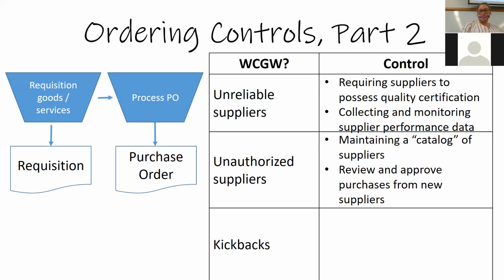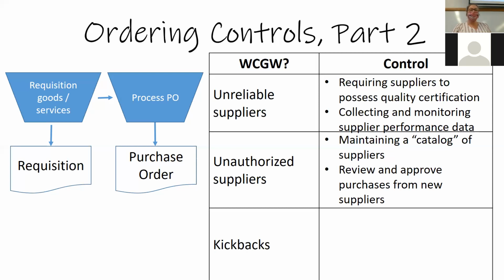We've talked about this with unauthorized suppliers: maintain a catalog of suppliers, and then review and approve purchases from new suppliers. That makes sure that you're dealing with people you know and who can provide goods on the schedule you need, in the quantity you need, the quality you need, and the price that you've already established. Reviewing and approving purchases from new suppliers keeps someone from slipping a new supplier into the database to pass some money to their friends.